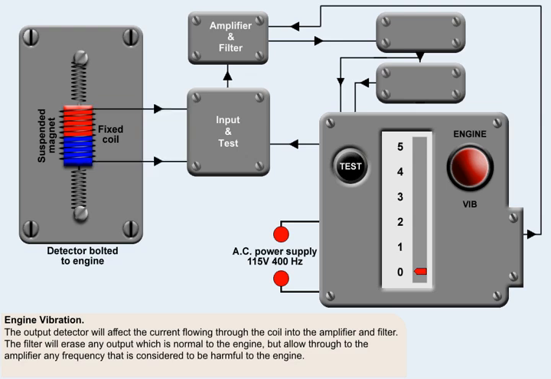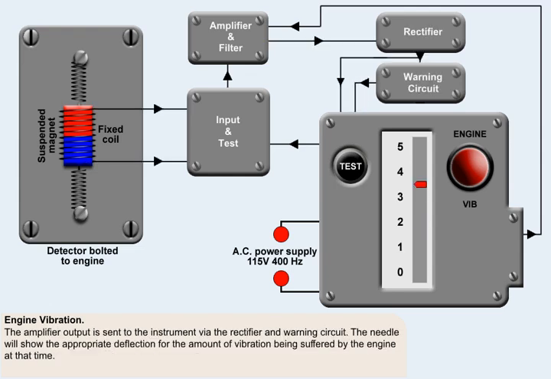The output of the detector will affect the current flowing through the coil into the amplifier and filter. The filter will erase any output which is normal to the engine, but allow through to the amplifier any frequency that's considered to be harmful to the engine.